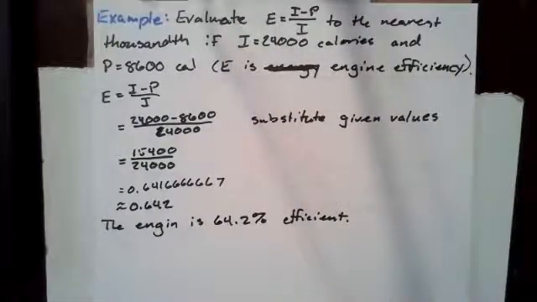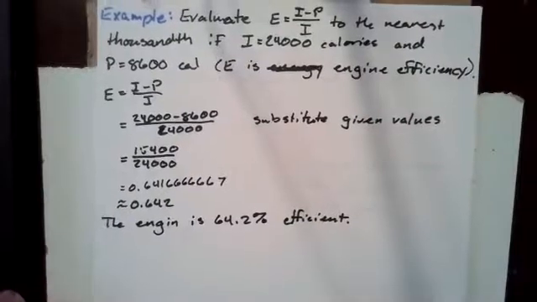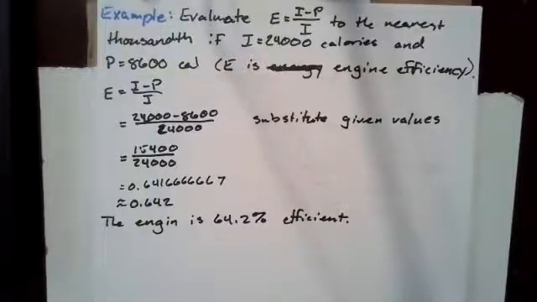For example, evaluate E equals (I minus P) over I to the nearest thousandth if I equals 24,000 calories and P equals 8,600 calories. E is engine efficiency. We start by writing the formula, E equals (I minus P) over I, and then we replace variables with known values. So we have (24,000 minus 8,600) over 24,000. Then we can conduct the math.